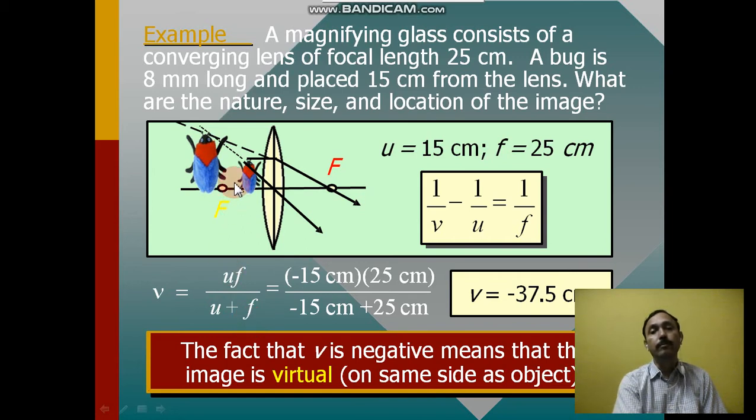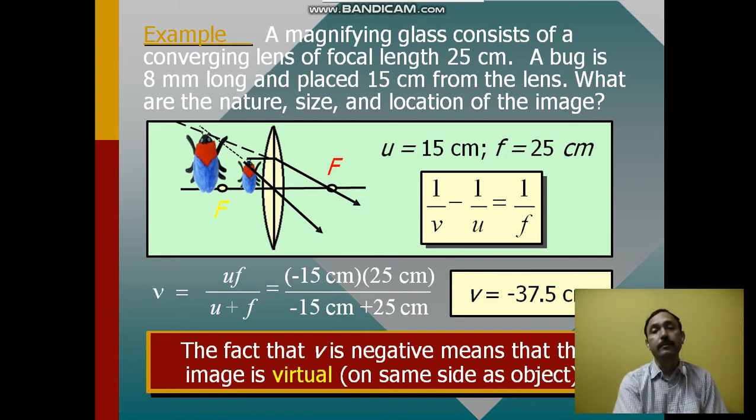The bug is placed here, and this is the direction of the light, so U will be minus 15 centimeter. The focal length is positive, so F is equal to 25 centimeter. So V is equal to U into F by U plus F, with U equal to minus 15 centimeter plus 25 centimeter in the denominator. So V is equal to minus 37.5 centimeter.